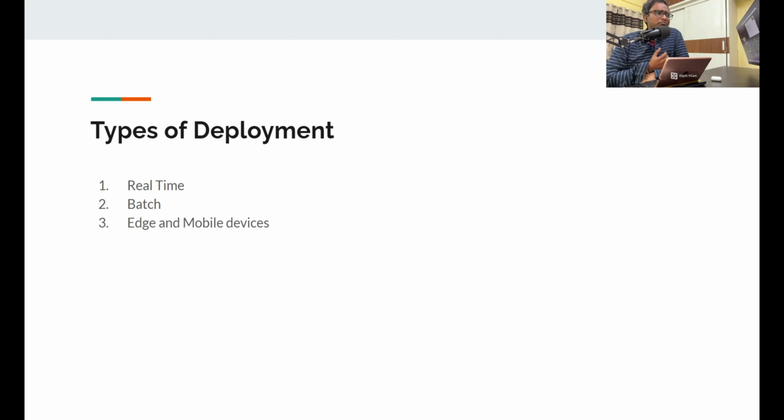Now, if you see, there are three types of machine learning deployment. One is real time, which we are going to see in some time. The second one is batch. You know what real time is, right? I get a request, I want the response immediately. For example, whether it's a good customer or a bad customer, send the response immediately.